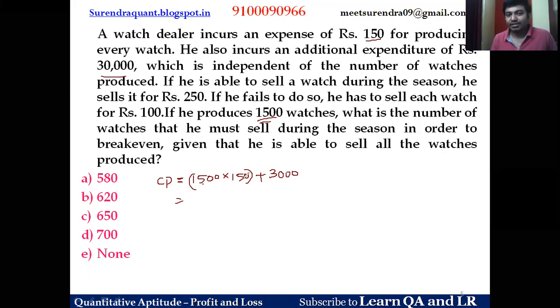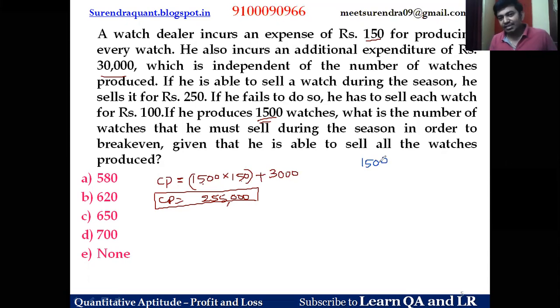So 1,500 into 150 is 2,25,000, plus 30,000. 2,55,000 is the total CP, right? Okay. So total, how many watches is he selling? Whatever the number of watches he produced. He produced 1,500. 1,500 watches he is selling.